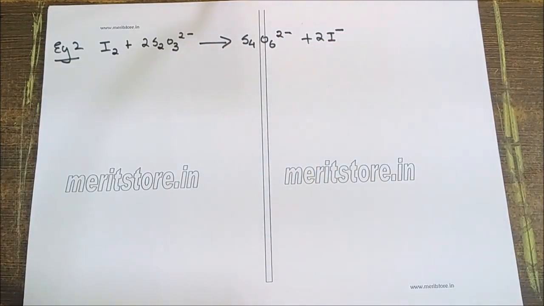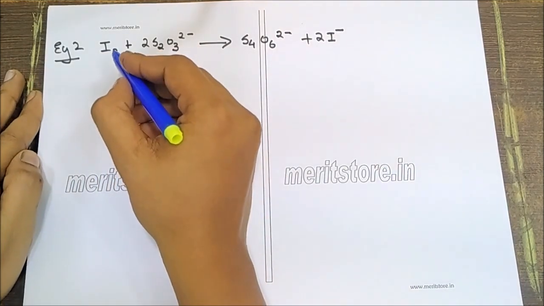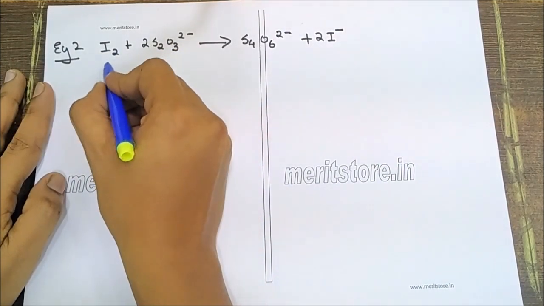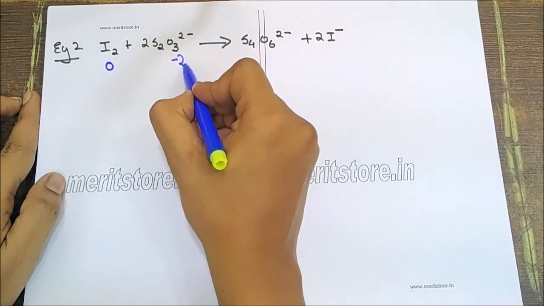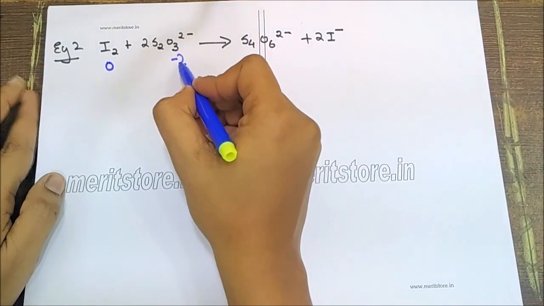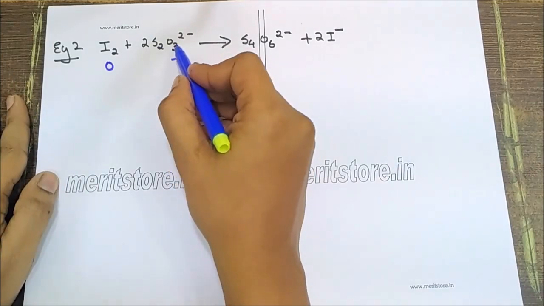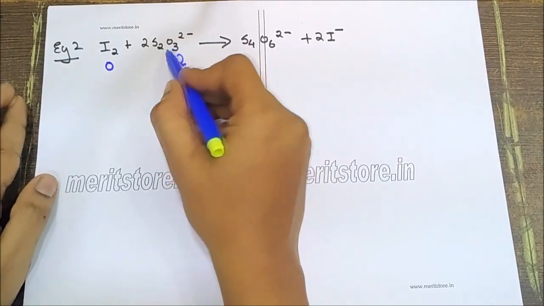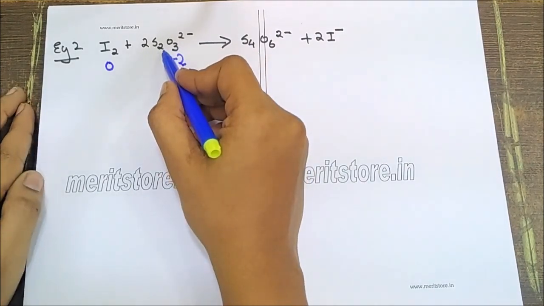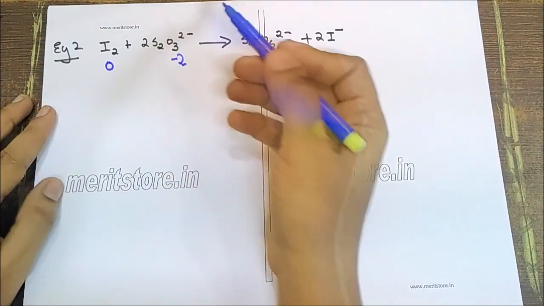So the first rule says that the oxidation number of any free or uncombined state atom would be 0. Now here minus 2 is the oxidation number of oxygen, so minus 6, and S2 we have to calculate, how much would that be? So minus 6. The algebraic sum of the oxidation number of each atom in a polyatomic ion would be equal to the charge carried on it.